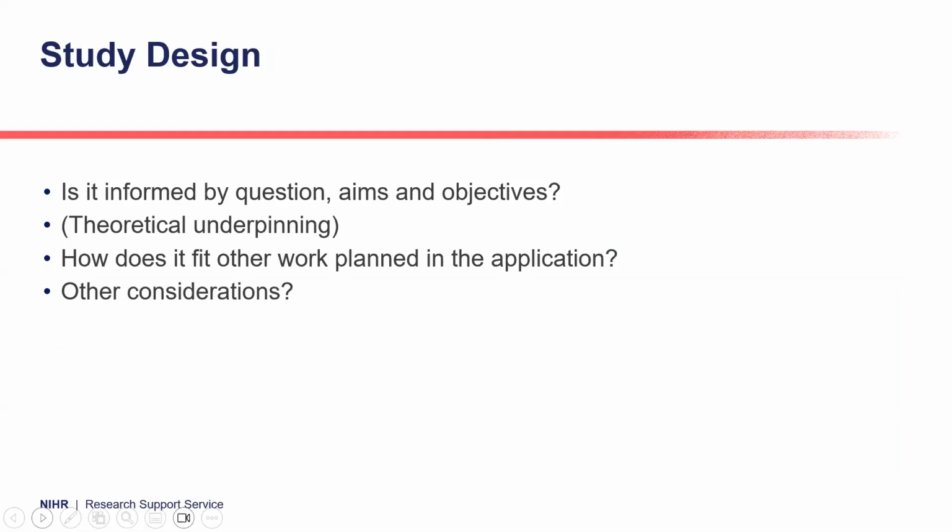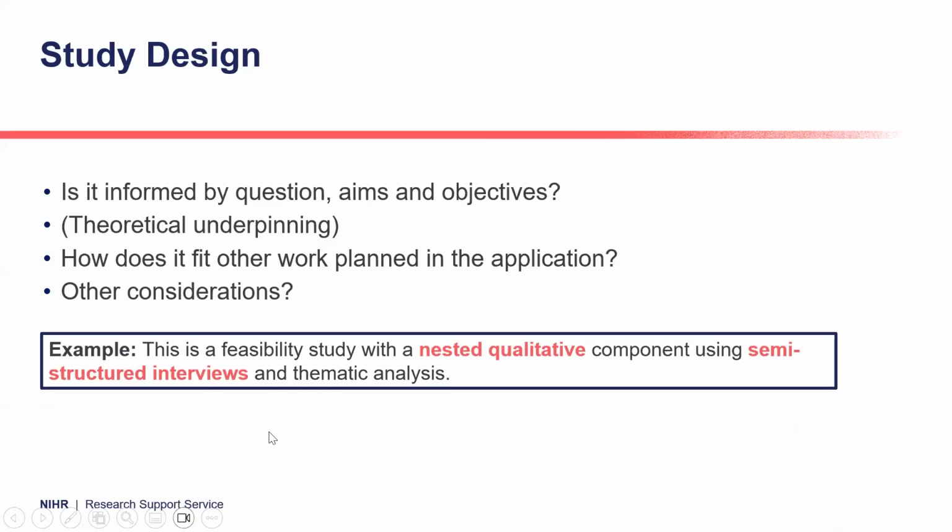So following on from your aims and objectives is the research plan section. In terms of the research design, the reviewers obviously want to see your study design, and you need to state your approach clearly. They might be wondering if your chosen design has been informed by the research question, your aims or objectives, perhaps some main theories in this area. And also it would be important to say how the qualitative study fits in with the other work packages in the application. So the wording could be something like this, where you state clearly the design as a nested qualitative study, and you say which methods you're going to use.